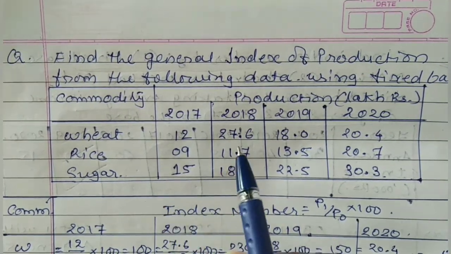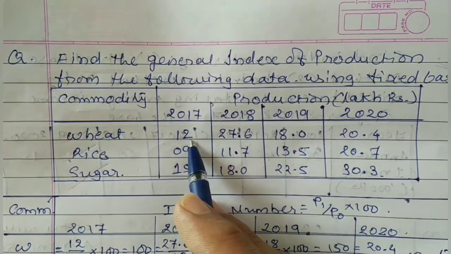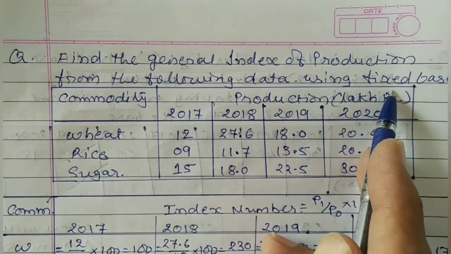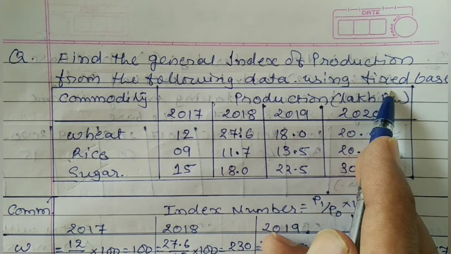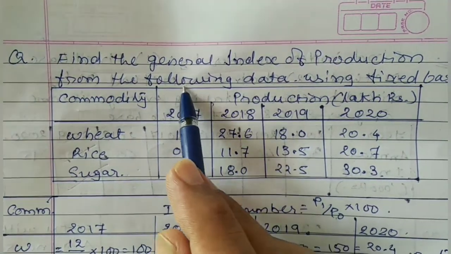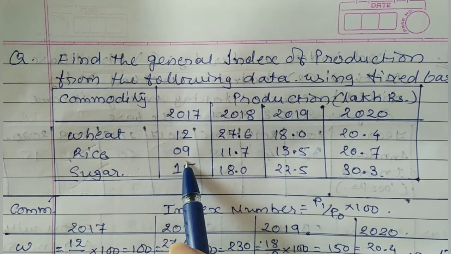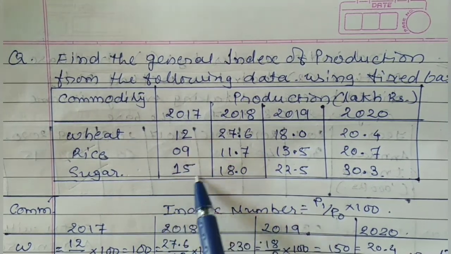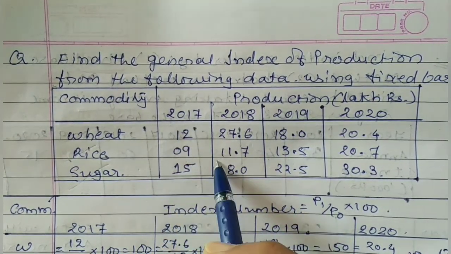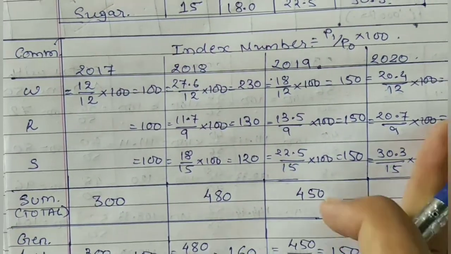The formula will remain same, that is P1 upon P0 into 100. P1 means price of current year. As it is written fixed base, that's why upon price of base year into 100. Once again, base year is not given, that's why the first year is to be assumed as base year, and that year's prices would be your base year's prices. Now, let us find out the calculation.